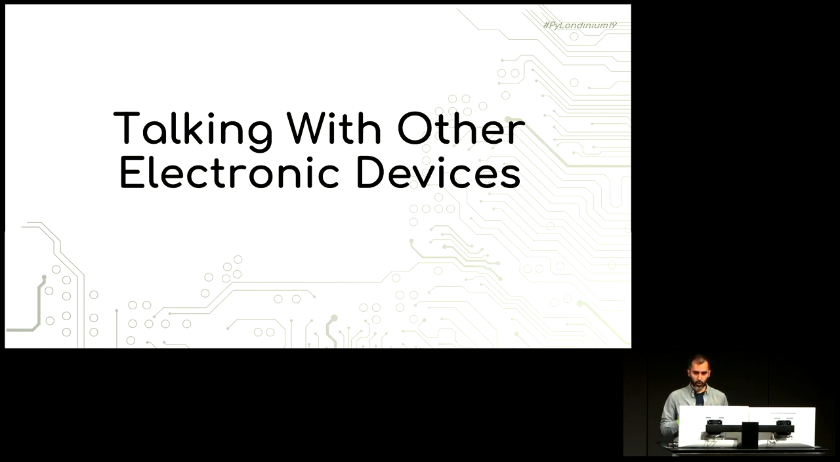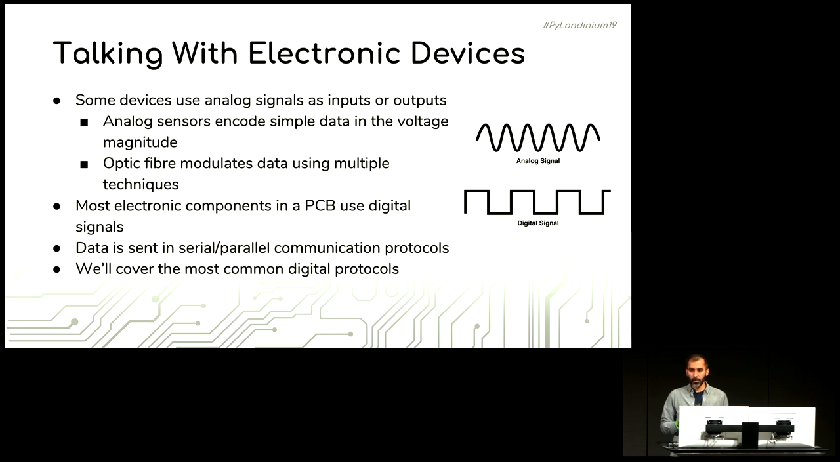Fantastic. So we have our MicroPython board, we write some code, and we understand how the code that we are writing is controlling the microcontroller. But we actually have an external sensor, and we want to talk to that sensor. So how do we do that? Well, there are mostly two ways to communicate between electronic devices. You have analog signals and digital signals.